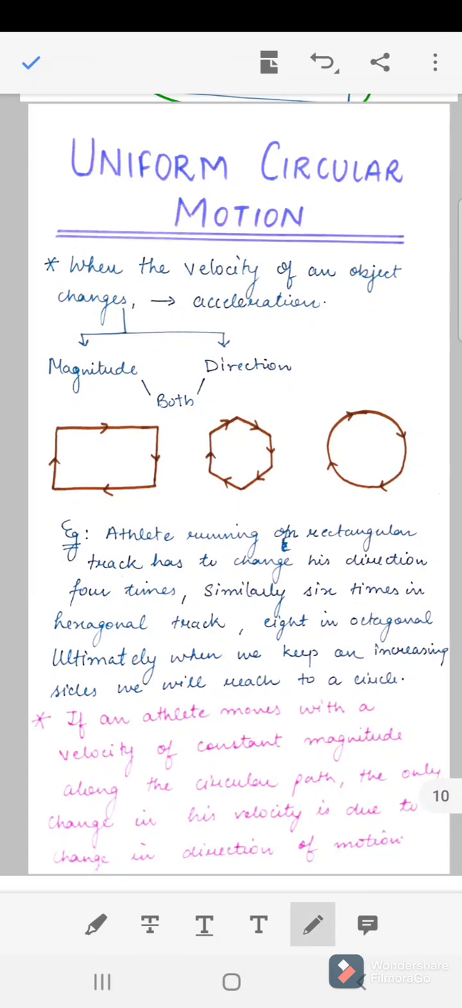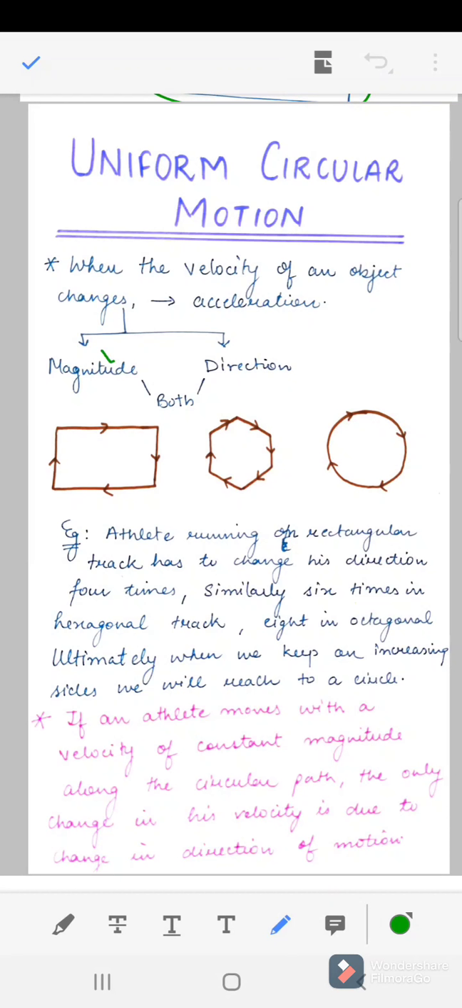Next is the concept of uniform circular motion. We know that when the velocity of an object changes, we call it acceleration. This change in the velocity of an object can be because of a change in magnitude or a change in direction, or it can be because of both of them. When an athlete runs on a rectangular track, he has to change his direction of motion 4 times. Similarly, 6 times on a hexagonal track and 8 times on an octagonal track. Ultimately, when we keep on increasing the sides, we will reach a circle.